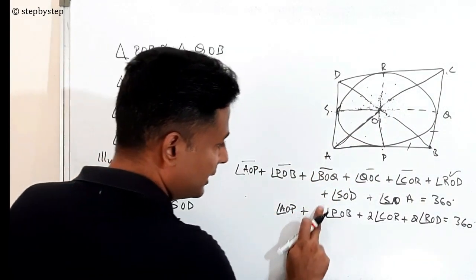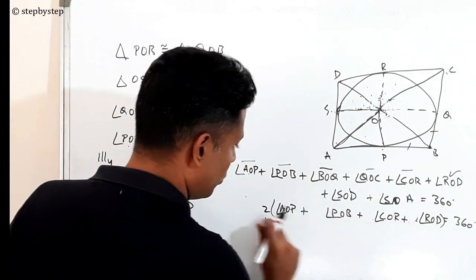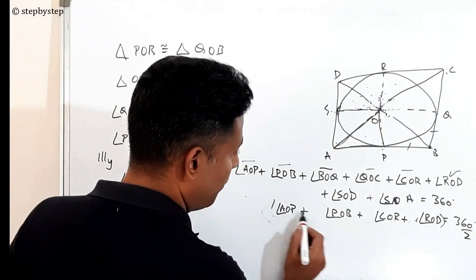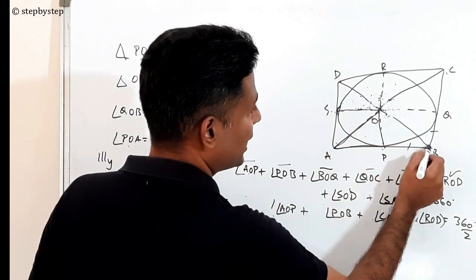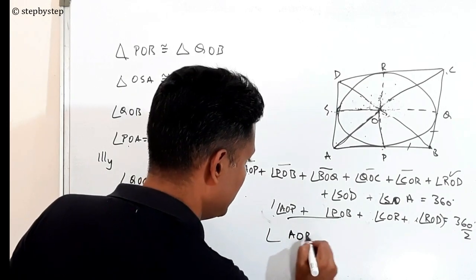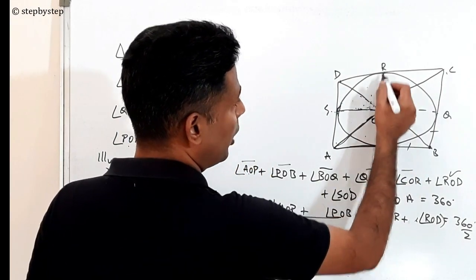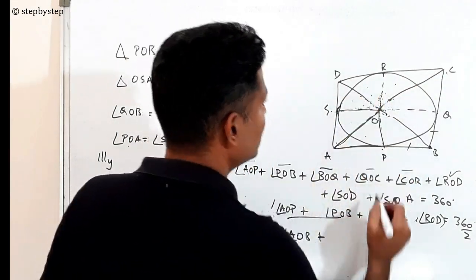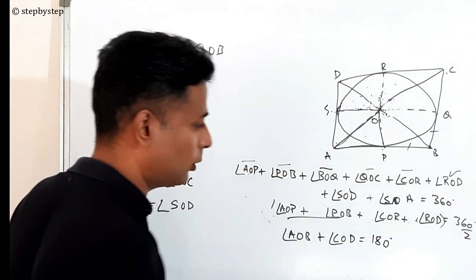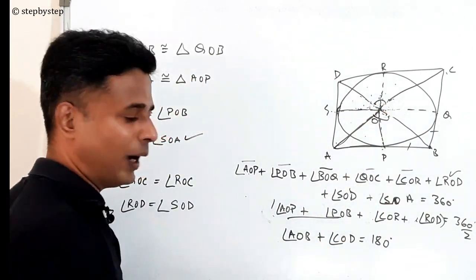Now 2 is common in all this, so I'll take 2 common. When I take 2 to that side, it becomes 360 by 2, which is 180 degrees. Now AOP plus POB is nothing but angle AOB, right? We get angle AOB plus COR plus ROD is angle COD, equal to 180, 360 by 2, 180 degrees. Hence this angle plus this angle is equal to 180 degrees.